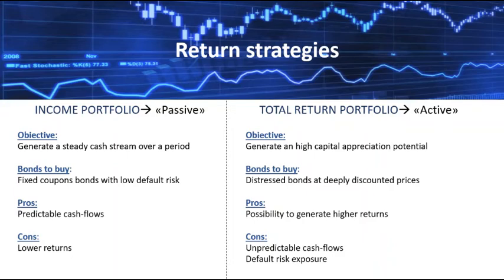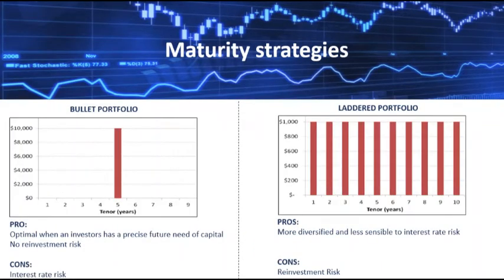The total return portfolio requires a more active strategy, and its objective is to generate higher potential returns due to expected changes in interest rates or credit ratings. To do this, it's common to buy distressed bonds at a deeply discounted price that give higher default risk and higher potential returns.